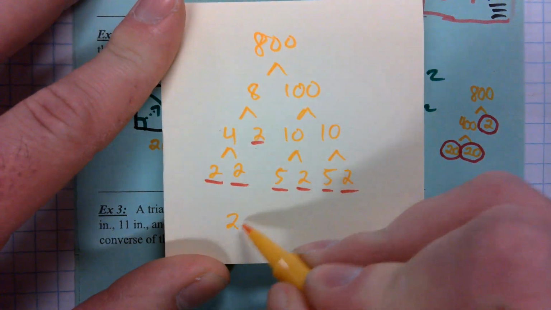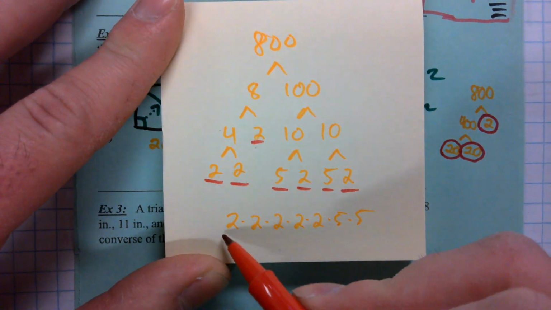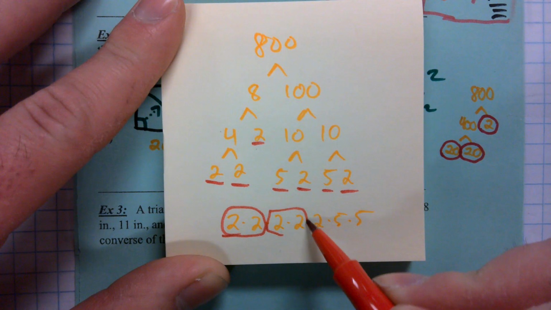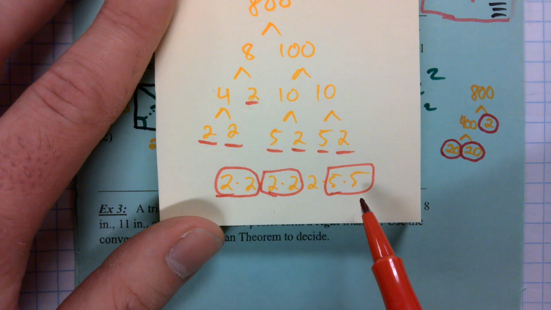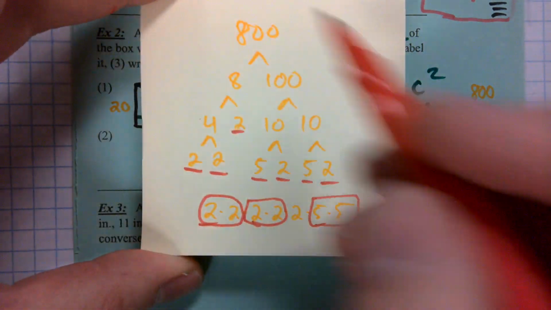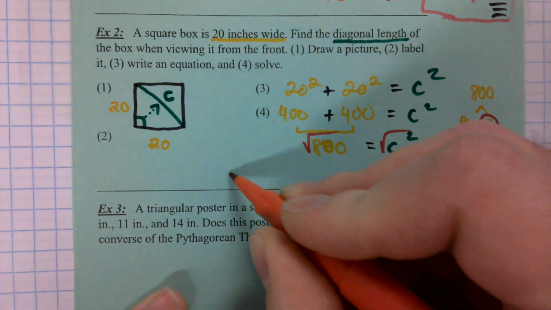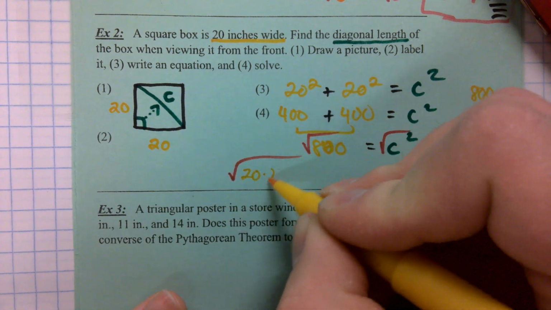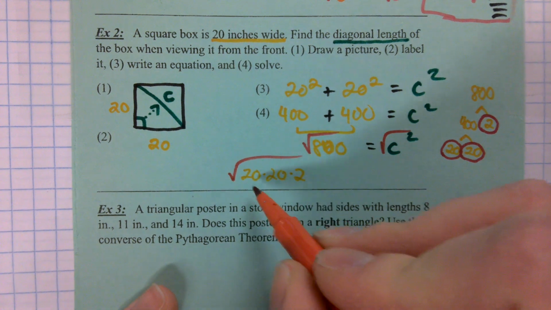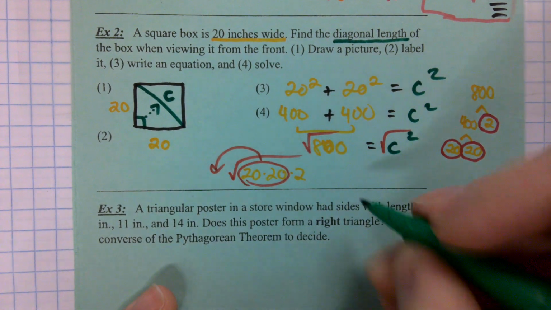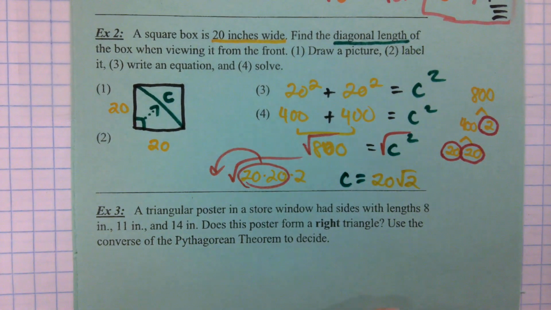Right? Got 2 times 2 times 2 times 2 times 2 times 5 times 5. Got a pair of 2s, and a pair of 5s. What's 2 times 2 times 5? 20. So we save ourselves all this work by breaking it up like this, because what we have now is the square root of 20 times 20 times 2. Is there a pair in here I can circle up? A pair of 20s comes out. And what is C equal to here? 20 root 2 inches. There we go.